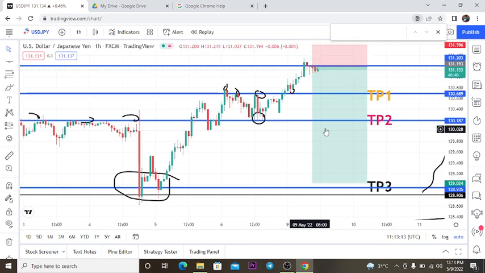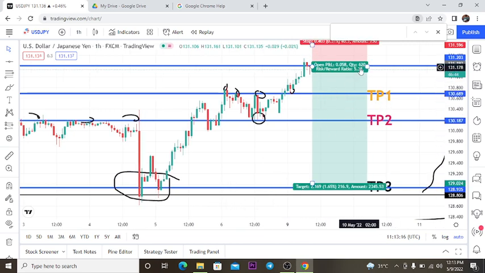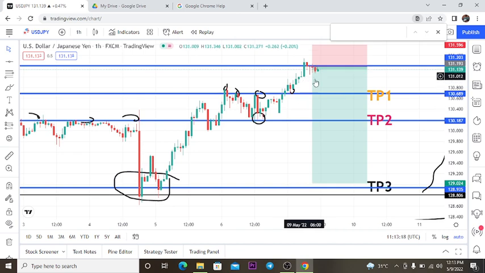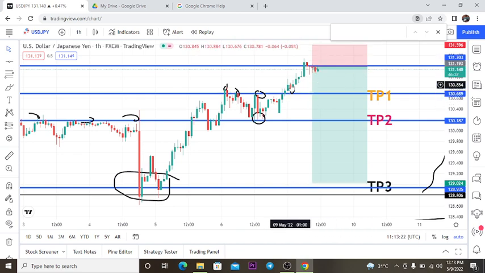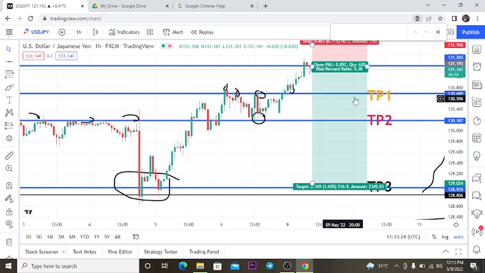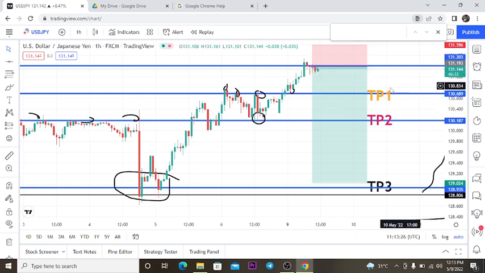So let's still keep our heads up and see how this price goes. I strongly believe it's going to sell. It's going to hit our TP1. At least it's going to hit our TP1. That's my target, that's my main target.